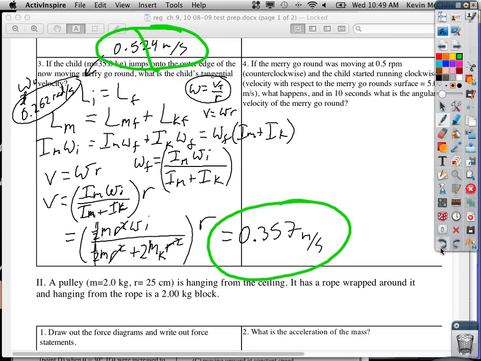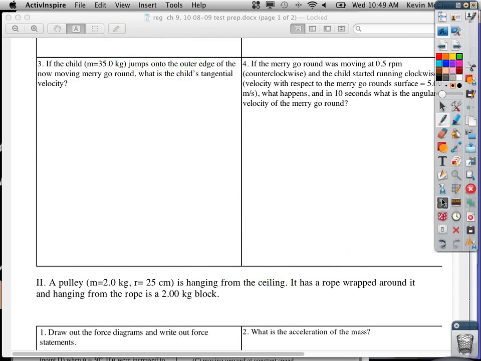If you are a single ball or person or object going in a circle, then your moment of inertia is just mr squared. If you are an object that's rotating, now your moment of inertia is some weird thing that I should give you. You will never have to come up with that on your own. Okay? All right, now, if the merry-go-round was moving counterclockwise and the child started running clockwise, what happens in 10 seconds? What is the angular... Forget it.